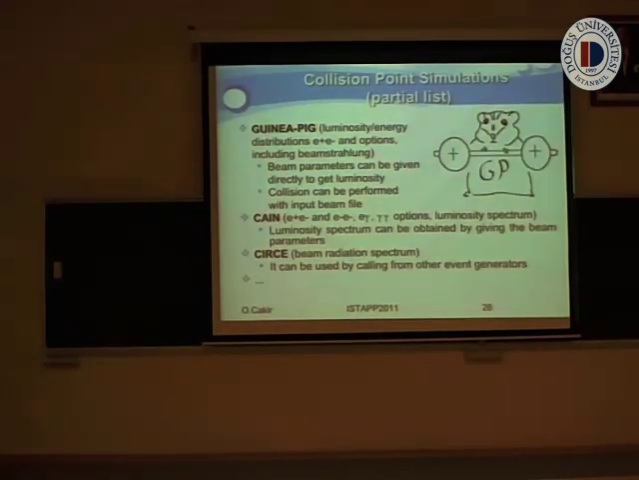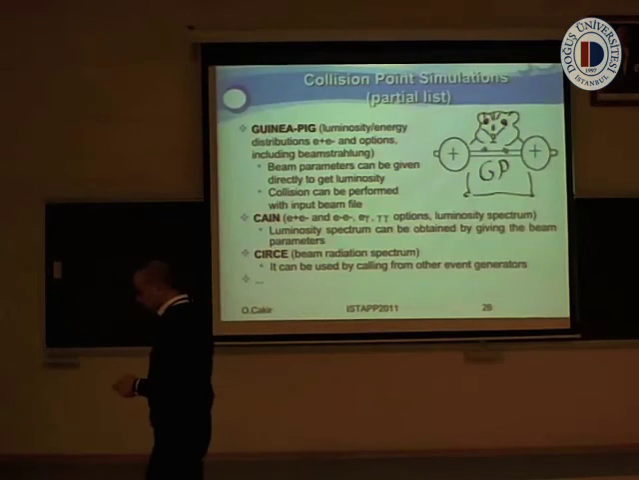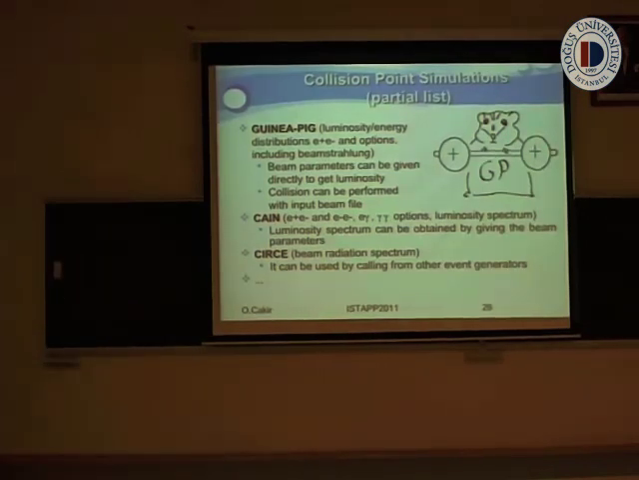Collision point simulations can be done with programs, for example, Guinea Pig, CAIN, and CIRCE. Guinea Pig is used for beam effects. It also includes the beam strahlung. You have heard about initial state radiation and the beam strahlung and the cyclotron radiation and some other radiations. They are all different in their origins, but they have to be taken into account at the beginning.